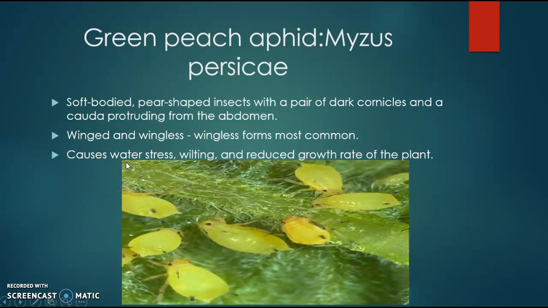Green peach aphids. These are soft-bodied, pear-shaped insects with a pair of dark cornicles and a cauda protruding from the abdomen. Winged and wingless forms are present. Wingless forms are the most common forms. They cause water stress, wilting, and reduce the growth rate of plants.